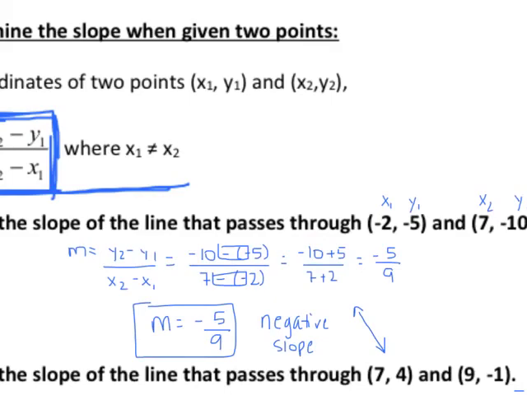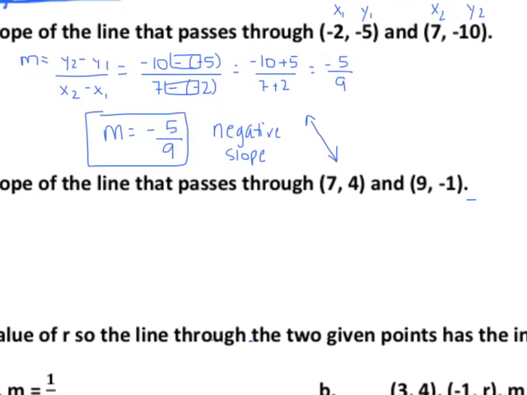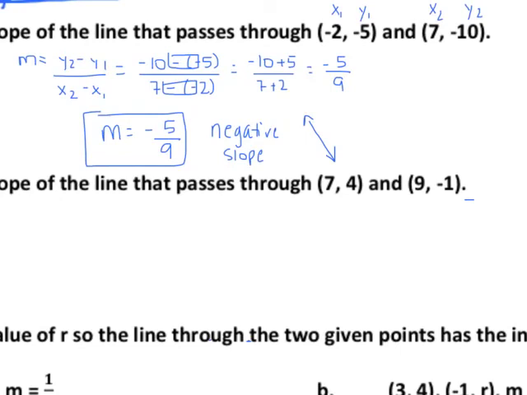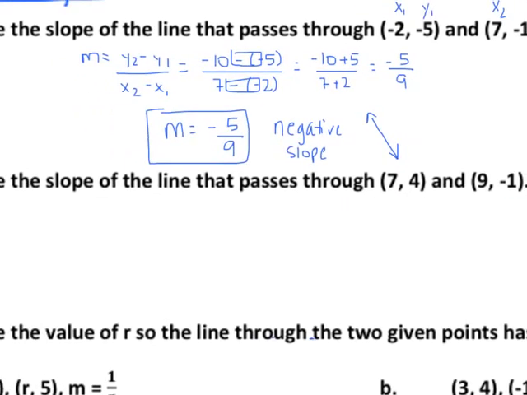Well, let's look at our second problem. We're going to find the slope of the line that passes through (7, 4) and (9, -1). Okay, so if I'm looking at (7, 4) and (9, -1), I need to figure out, what's my x1 and what's my y1? What's my x2 and what's my y2? All right, I know right now that my formula is m equals y2 minus y1 over x2 minus x1, my change in y over my change in x.